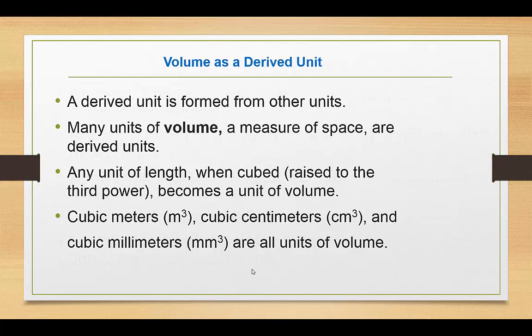And just a note about volume. Volume is a derived unit. It's a unit formed from other units, so volume is not a base unit by itself. Many units of volume are measures of space. Okay? So area is the length times the width of something. Volume, length times width times height. So any unit of length, when you cube it, raise it to the third power, you get a unit of volume. So we can have cubic meters, cubic centimeters, cubic millimeters. These are all units of volume.